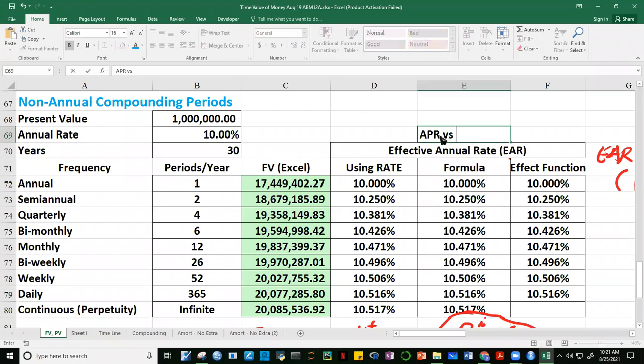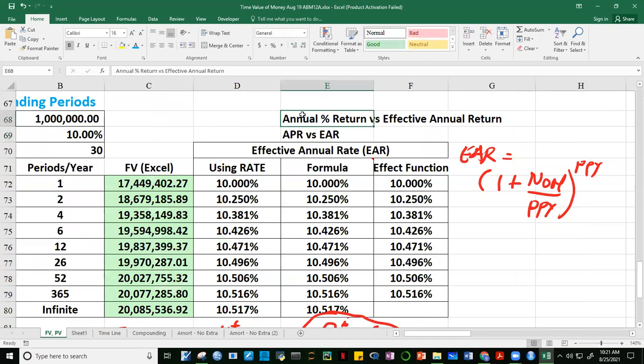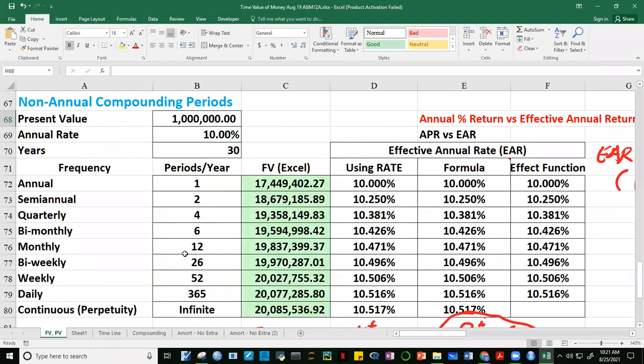APR versus EAR. So yun yung kino-compare natin, ano? Your APR is annual percentage return, versus the effective annual return. Okay, so that's what we were trying to distinguish, no? Of course, from an investor's perspective, mas gusto natin yung kunyari, may savings tayo sa bangko, mas gusto natin guys yung ang compounding niya, pinakamaganda daily compounding.